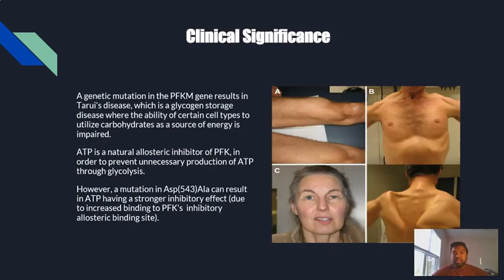Now let's discuss the clinical significance. A genetic mutation in the phosphofructokinase M gene results in Tarui disease, which is a glycogen storage disease where the ability of certain cell types to utilize carbohydrates as a source of energy is impaired. ATP is a natural allosteric inhibitor of PFK in order to prevent unnecessary production of ATP through glycolysis. However, a mutation such as Asp543Ala can result in ATP having a stronger inhibitory effect due to increased binding to PFK's inhibitory allosteric binding site.